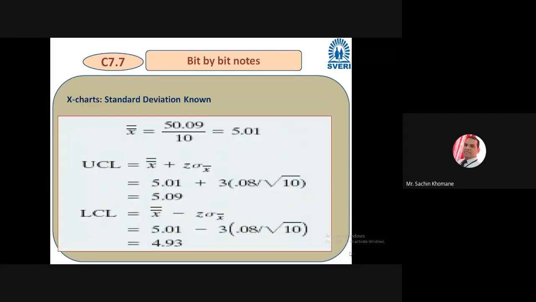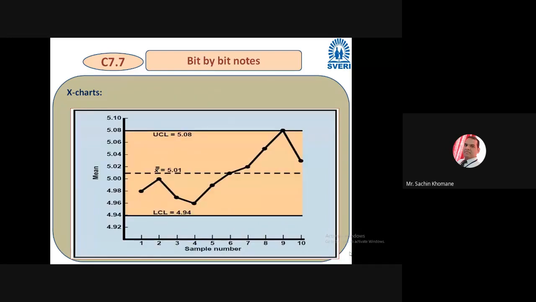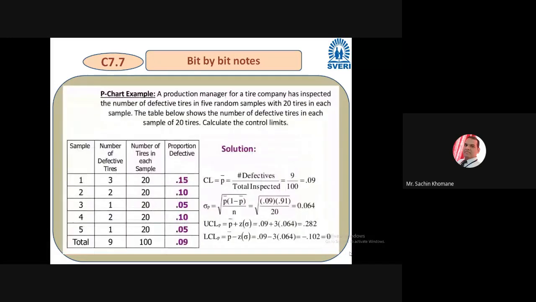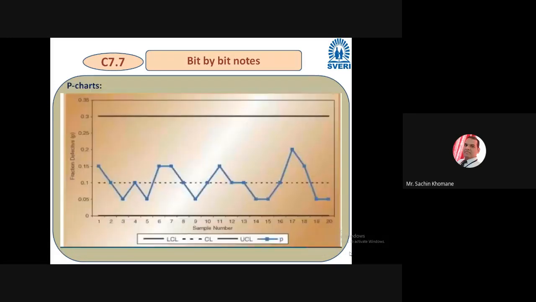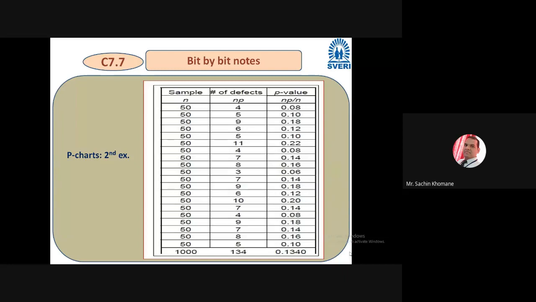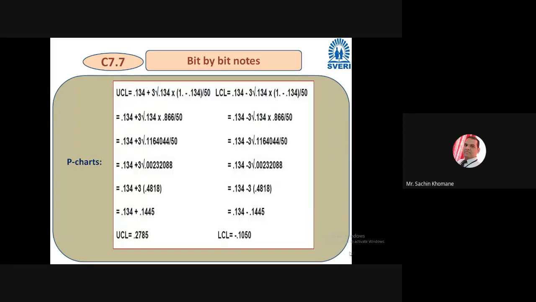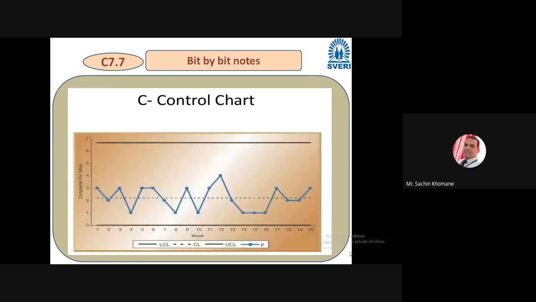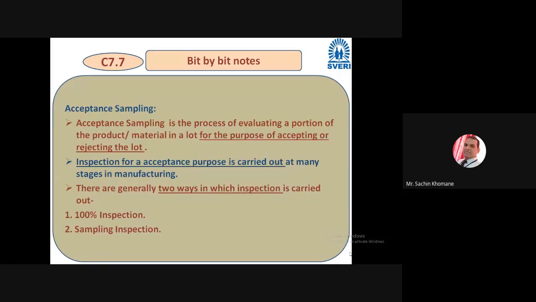So there are various formulas, and we have calculated the mean and UCL and LCL, and we have drawn such control charts, right? We have drawn, I think, last lecture this P chart, right? Two examples we had seen, C chart also, right? And I think we have started discussion on acceptance sampling, right?